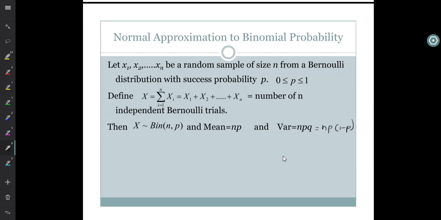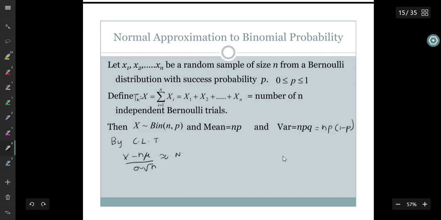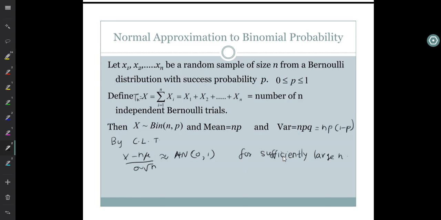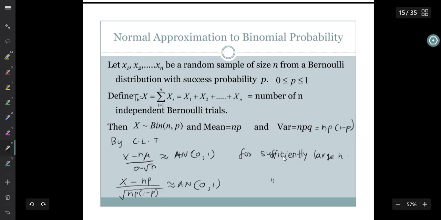If you remember that corollary earlier, now our X is like the Tn, right? So you can write by central limit theorem X minus n mu divided by sigma square root of n, which is approximately normal 0, 1 for sufficiently large n. But we know that X follows the binomial distribution with the mean and the variance. We already know that. So let's apply it. The mean of X will be n times p, and its variance is n times p times 1 minus p, and the standard deviation will be the square root of that. So that will follow approximately a normal distribution 0, 1 for sufficiently large n.